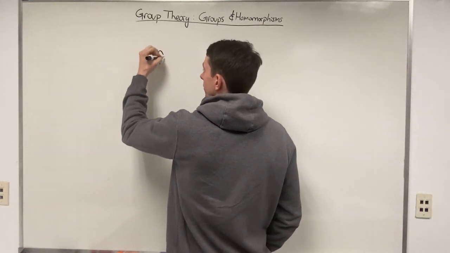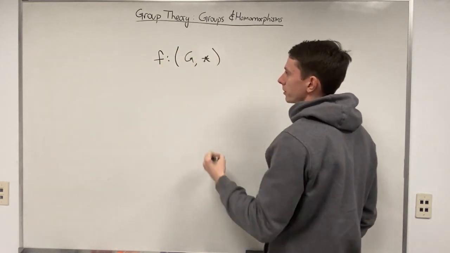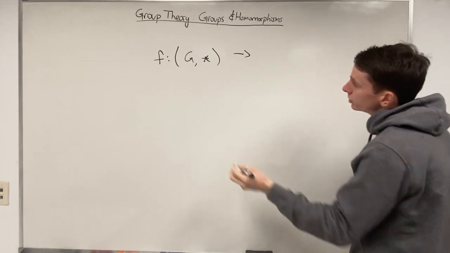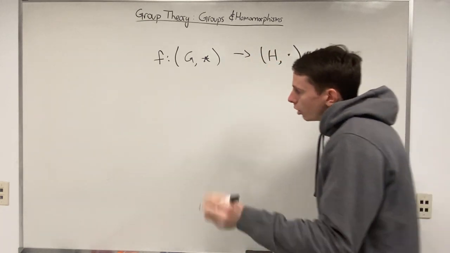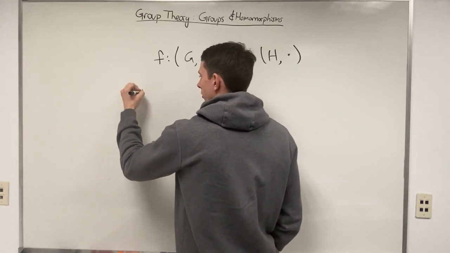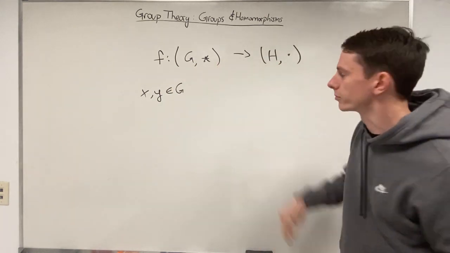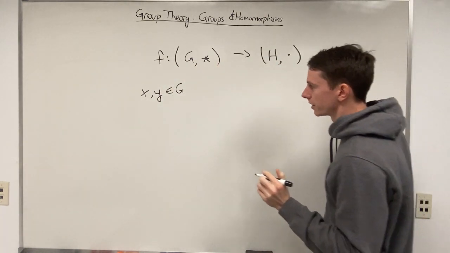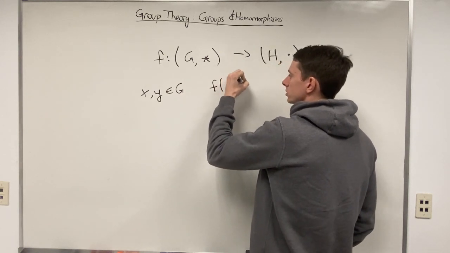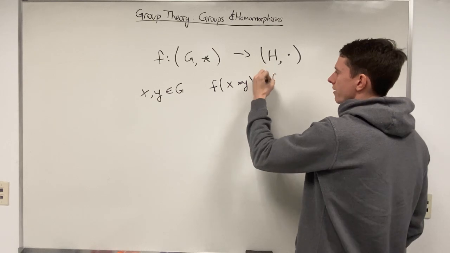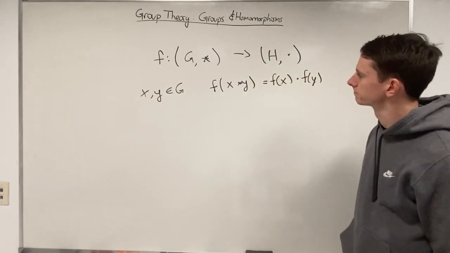If we have some function f, which has a domain group, G comma star, and maybe it maps to a codomain group, H comma dot, then a homomorphism is going to have the property such that for all elements x and y in this domain group right here, this equation is going to be satisfied. So we must have that f of x star y equals f of x dot f of y, like this.